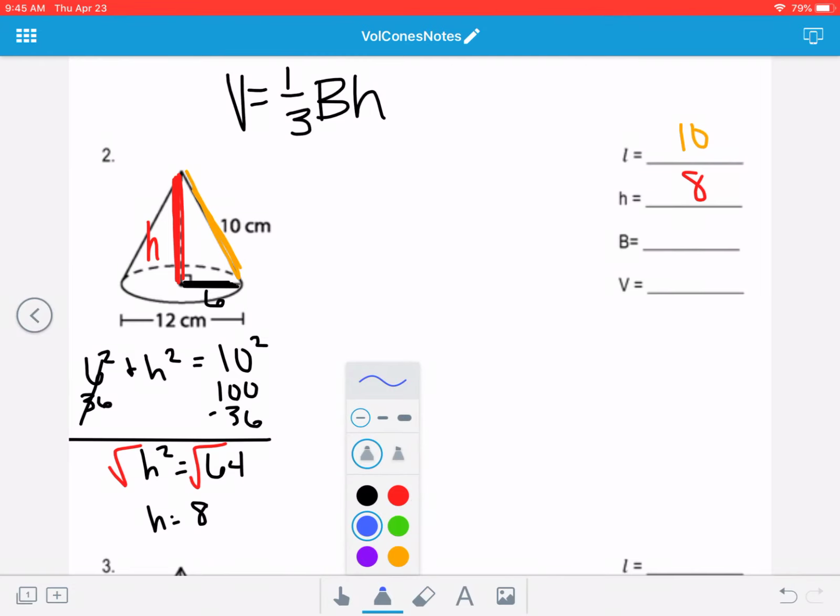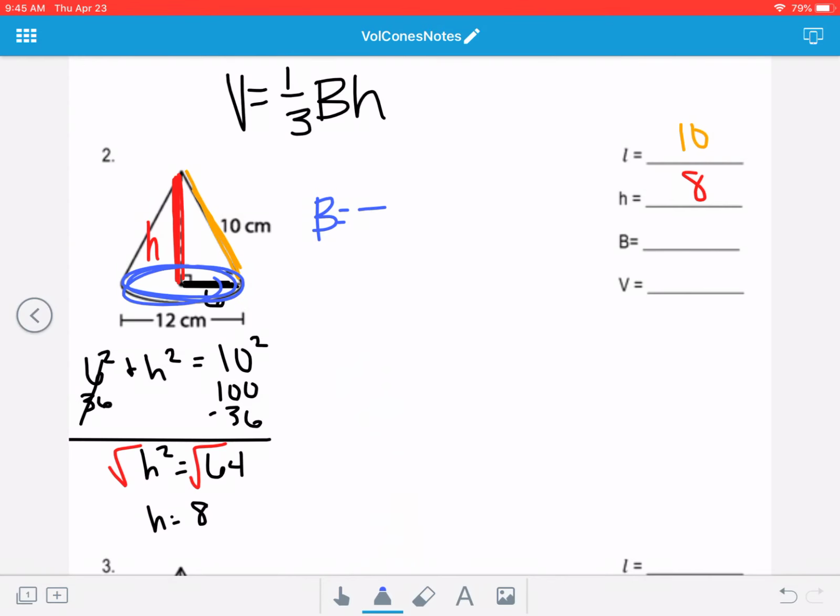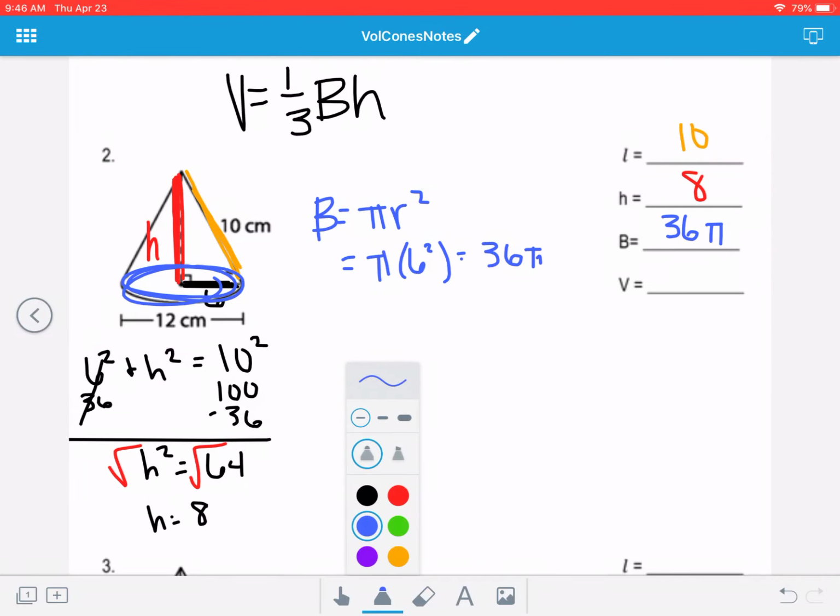Big B stands for the area of the base, and on a cone, the shape of the base is a circle. To find the area of a circle, it's pi r squared. The radius we used in the Pythagorean Theorem is 6, so this would be 36 pi for the area of the circle. Once you know your big B and your h, to find the volume, you're just going to plug it into the formula that I wrote at the top.